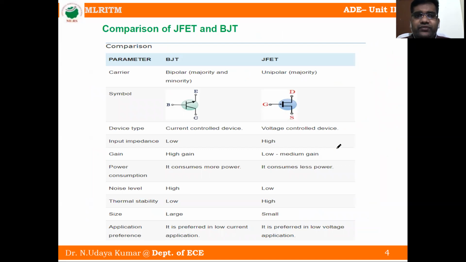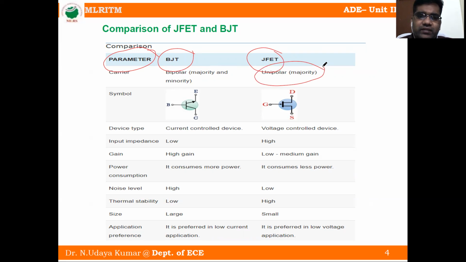So this is the comparison of JFET and BJT. The first column is the parameter, the second column is BJT, bipolar junction transistor, and the third column is JFET, junction FET. The parameter is carrier. What about BJT here? It is bipolar, so the carriers are both majority carriers and minority carriers. In JFET it is unipolar, meaning majority charge carriers only.